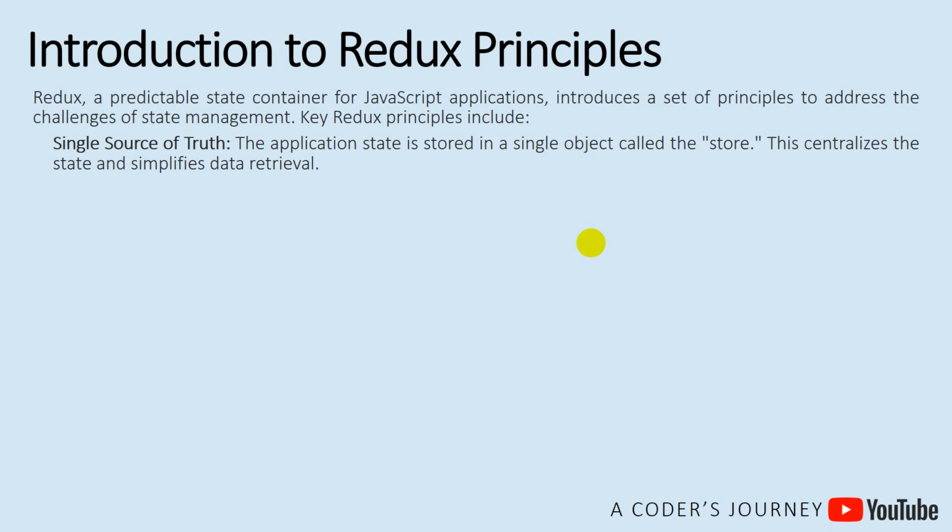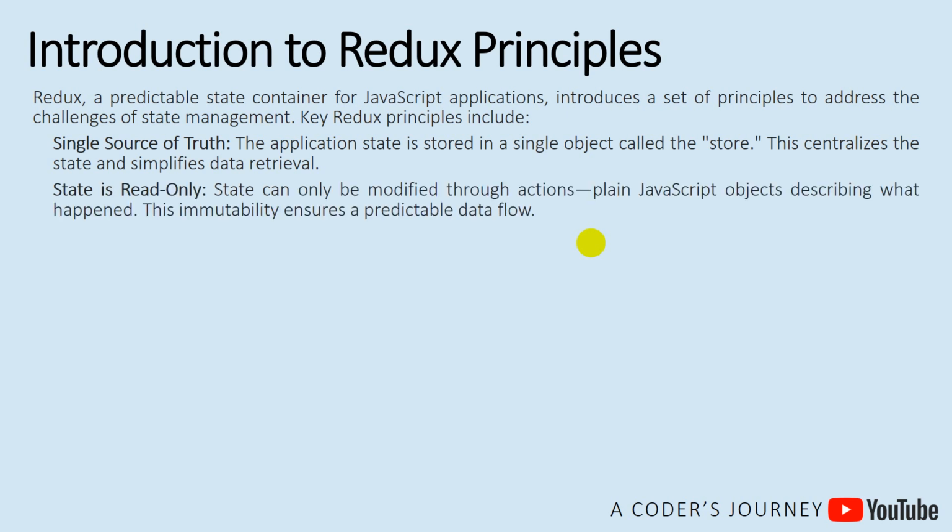Now, this compares well to what Redux is all about. Redux is about single source of truth. Think about it and compare it with the code that is scattered throughout the application. Single source of truth, as I told you, means that the application state is stored in a single object called the store, and this helps centralize the state and simplifies data retrieval.